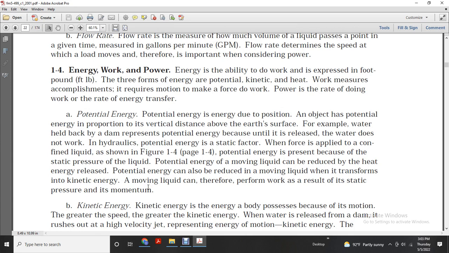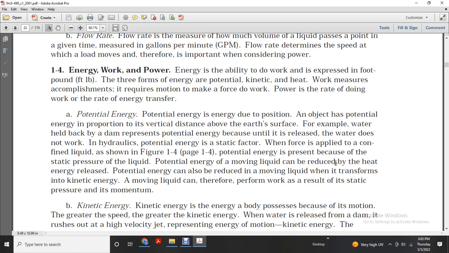For example, the water held back by the dam represents potential energy, because the release of the water does not do work. Hydraulic potential energy is static force. If force is applied to a confined liquid, as shown in figure 1.4, potential energy is present because of the static pressure of the liquid.